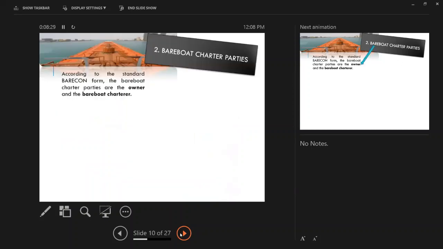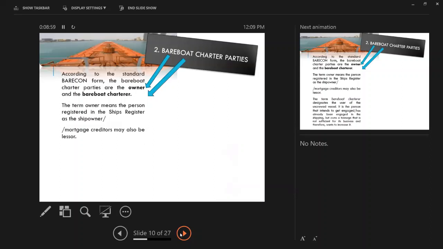I already mentioned who are the bareboat charter parties, but once again, we have an owner on one side and the bareboat charterer. I think it's better to say bareboat charterer than just charterer, because when we use the term charterer, it could be a party in a time charter or voyage charter contract. But when we say bareboat charterer, we know that we are talking about bareboat charter. So according to the standard BARECON form, parties are owner and bareboat charterer, and this term owner actually means the person registered in the ship register as the ship owner, and in addition to the ship owner, mortgage creditors may also be lessors.